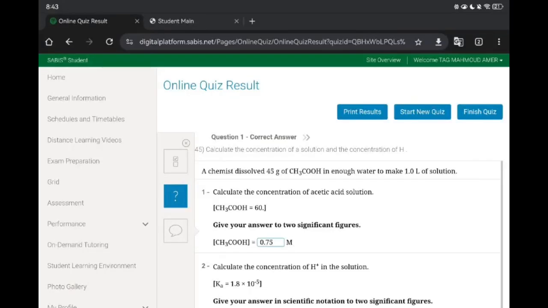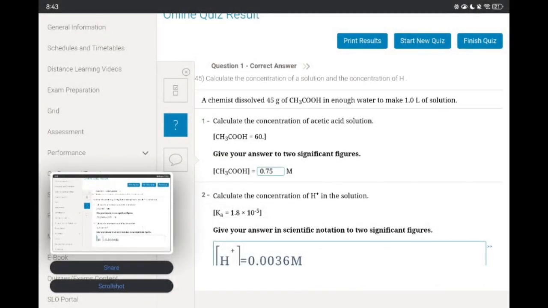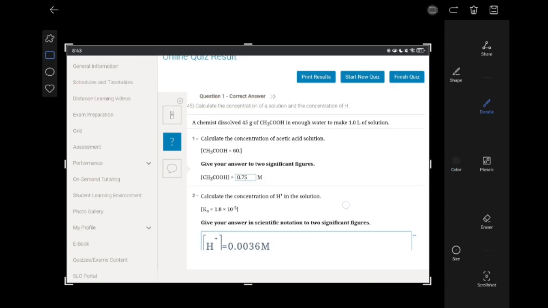I'm going to be solving the chemistry quiz. In the first question, it says a chemist dissolved 0.45 grams of acetic acid to make 1 liter of solution. In the first part, they want the concentration.